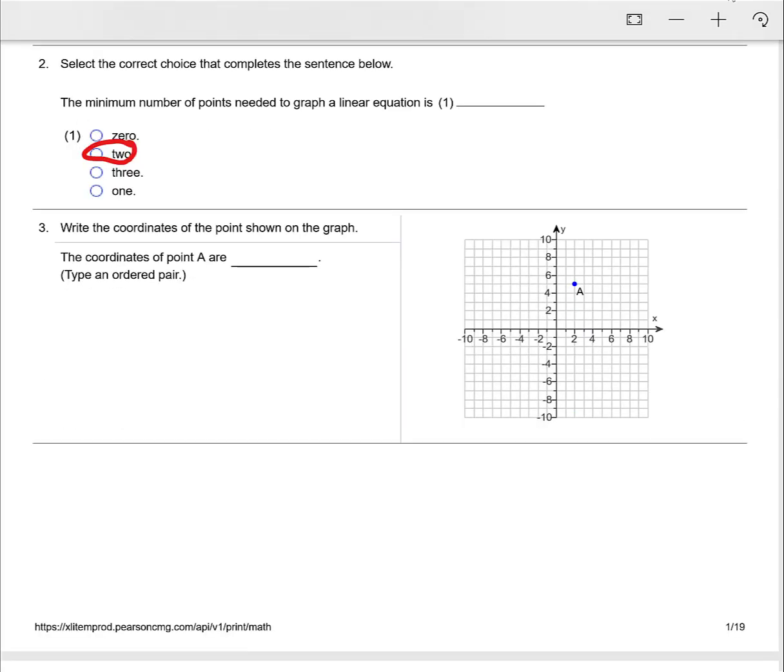Question number 3, we want to find the coordinates of the point shown on the graph there. So remember, we start on the x-axis from the origin. We're moving over 2 points to the right here, and then we're going up 5 points. So this is (2, 5). And remember, when you write an ordered pair, you need to have those parentheses around it.